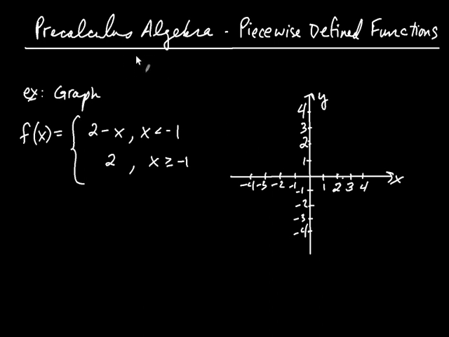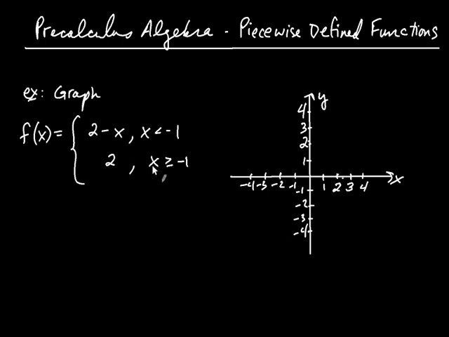In this precalculus algebra video, we're going to study what are called piecewise defined functions. So a piecewise defined function is one that's defined in pieces. So this is an example. We have a function f of x equals 2 minus x, but that applies for only when x is less than negative 1. And the function is 2, and that applies for when x is greater than or equal to negative 1.